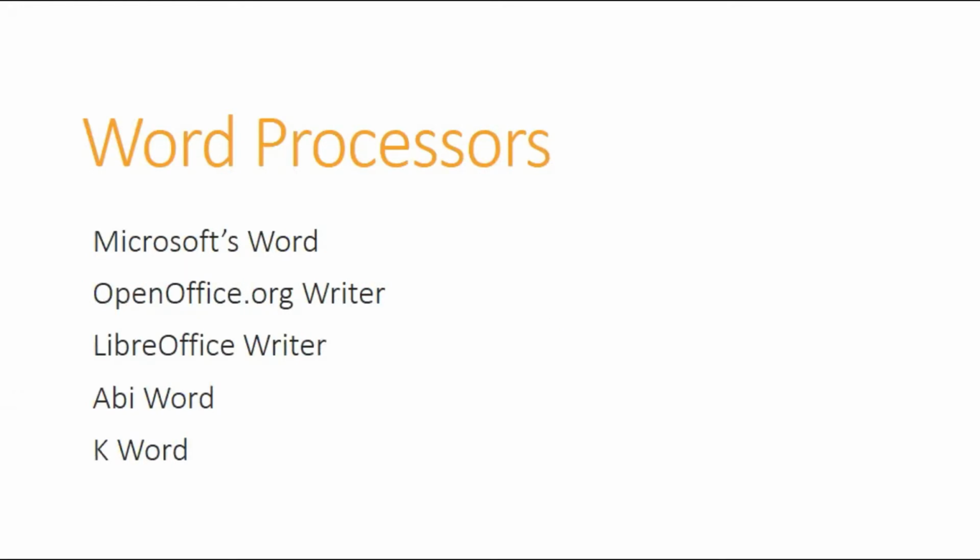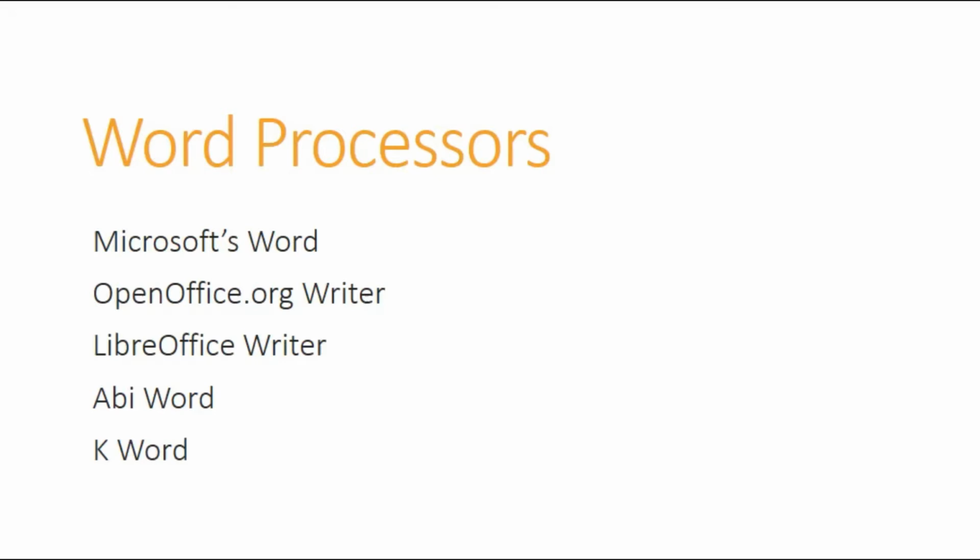Word processing software. Nowadays the common word processing software is Microsoft Word, and in the Microsoft Windows environment we use Microsoft Word. In the Linux environment we can use OpenOffice.org Writer or LibreOffice Writer. These are on the Linux platform. Then a few more software are AbiWord and KWord. Using any one of these software we can create Word documents.